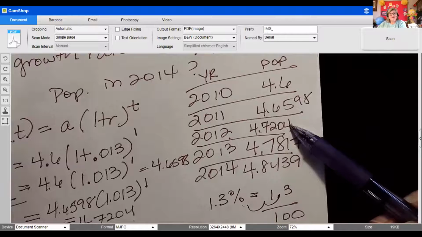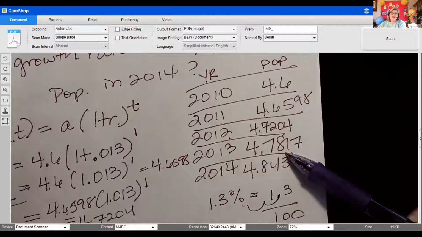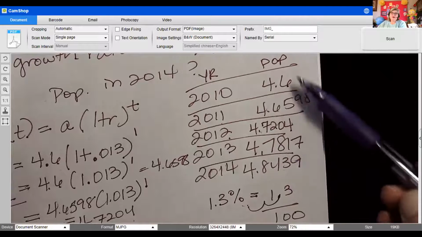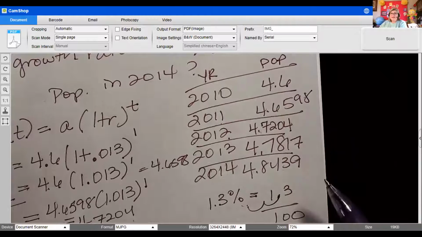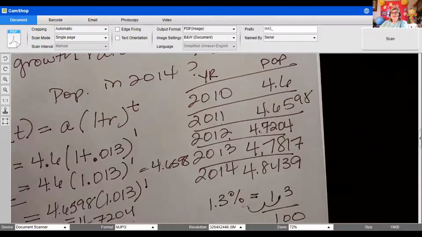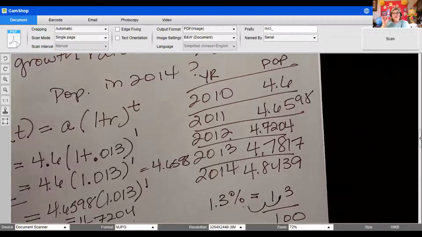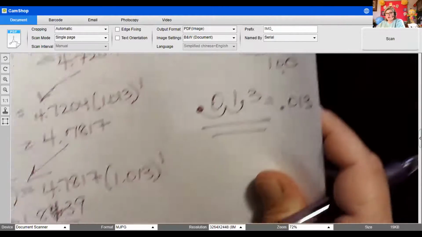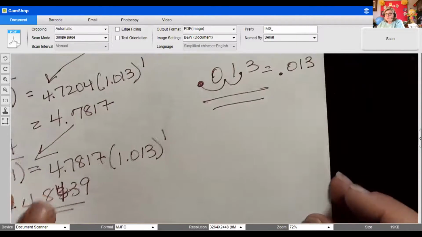4.72 to 4.78. Once again, that's an increase as well. And then finally, 4.78 to 4.84. Yes, so this intuitively makes sense. That's just double checking, not necessarily our specific calculations, but whether or not our calculations make sense given our model, which is always important, especially when you're dealing with real world situations.